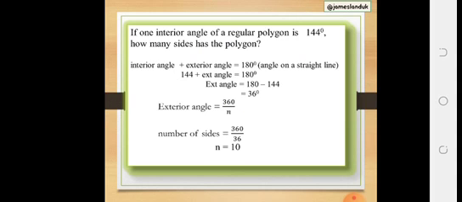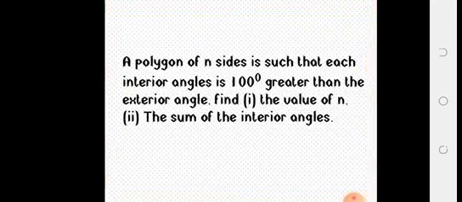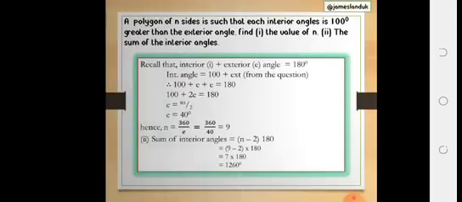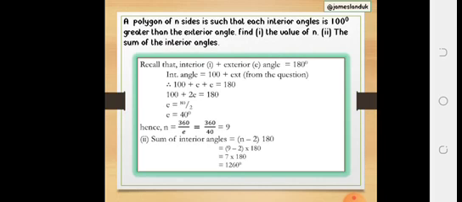What is the name for that polygon of 10 sides? That one is a decagon. Another question says that a polygon of n sides is such that each interior angle is 100 greater than the exterior. We have to find the value of n and the sum of the interior angles. We look at it quickly. Still using interior plus exterior equals 180, by the time you solve for E, you are going to get E equal to 40. Hence, 360 divided by E, that's 360 by 40, will give us 9.